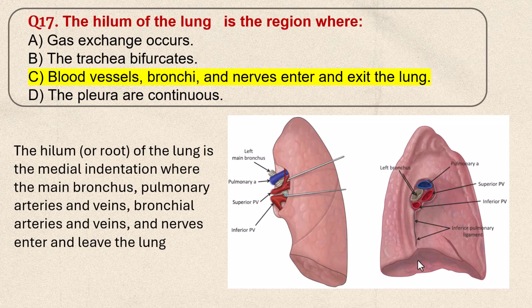The blood vessels, bronchi, and nerves enter and exit the lung. You can see this area is called the hilum. The hilum, or the root of the lung, is a medial indentation where the main bronchus, pulmonary artery, pulmonary veins, bronchial arteries and veins, and nerves enter and leave the lung.